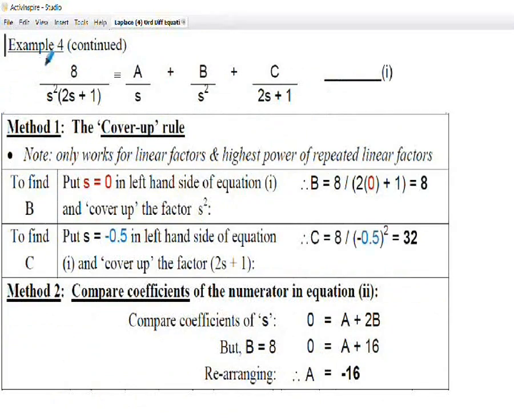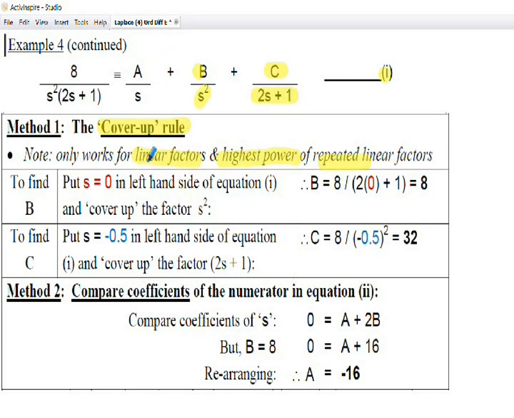Okay, I've just repeated equation 1 from the previous slide for convenience here, showing us our 3 partial fractions. Now I'm going to solve for the constants a, b and c, but I'm going to start by solving for constants b and c using the cover-up rule. Don't forget the cover-up rule can be used to solve for all linear factors and the highest power of a repeated linear factor. So in this case our linear factor is the c upon the 2s plus 1, and our highest power of the repeated linear factor in this case is the b upon the s squared.